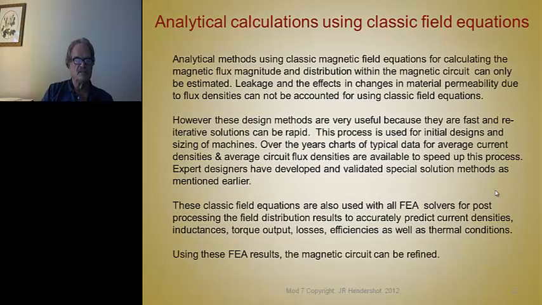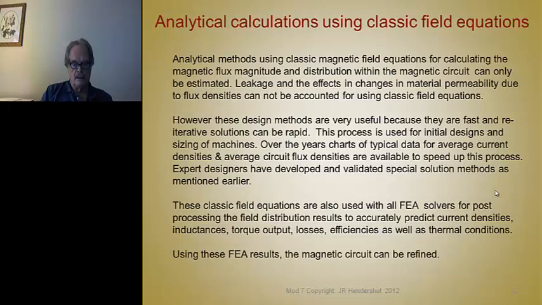This process is used for initial designs and sizing machines, and for simple machines where there's no or very little flux leakage. Over the years, we have developed usage charts for acceptable data for average current densities and average circuit flux densities, and this certainly speeds up the design process. Each motor engineer, as I've said before, is invited to develop his own tables of acceptable current densities and circuit flux densities that are pertinent to the machines that his company builds and how they're cooled. Certain expert machine designers have developed unique solution methods for their machines, and they validate them with tests.